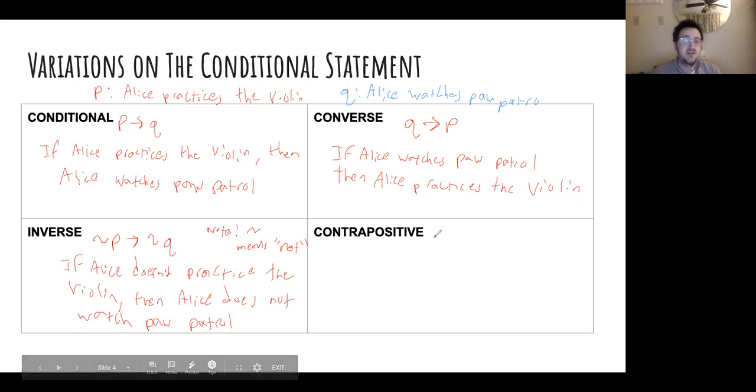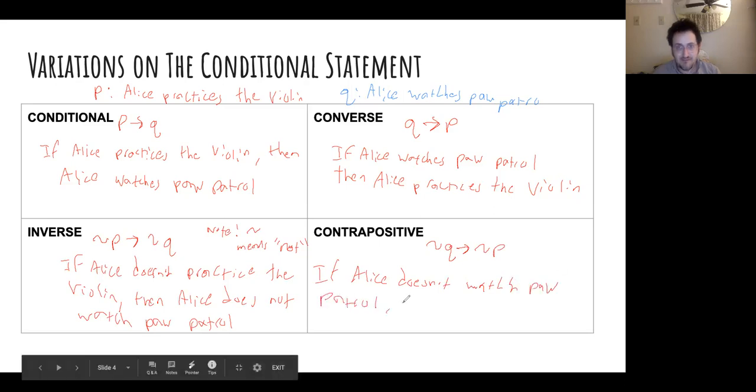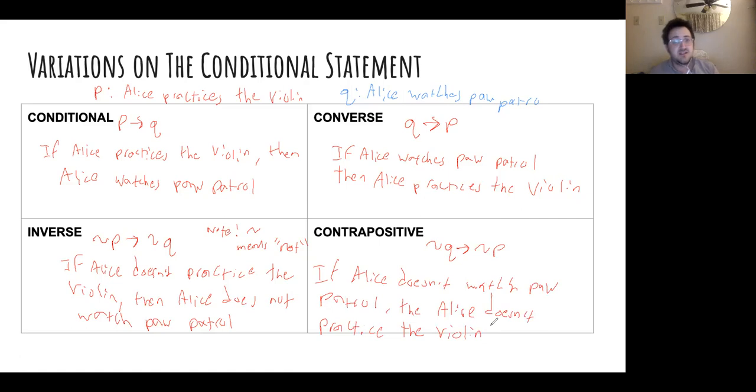And then the contrapositive, this is where you're doing the converse of the inverse. So this would be not Q, arrow, not P. So if Alice doesn't watch Paw Patrol, then Alice doesn't practice the violin. Basically, the purpose of these is that we can flip the order, and we can assess the quality of a definition by determining whether the conditional is true, the converse is true, and so on.